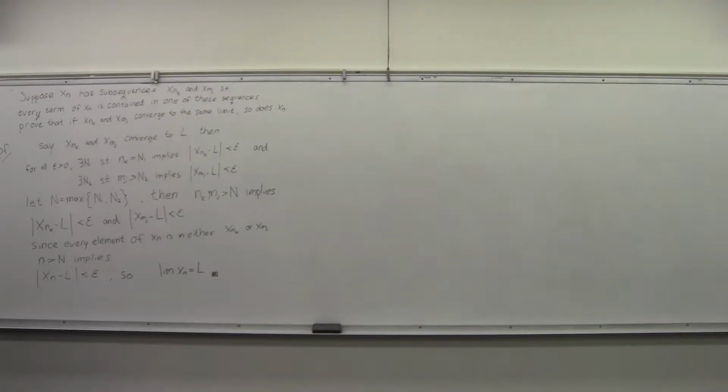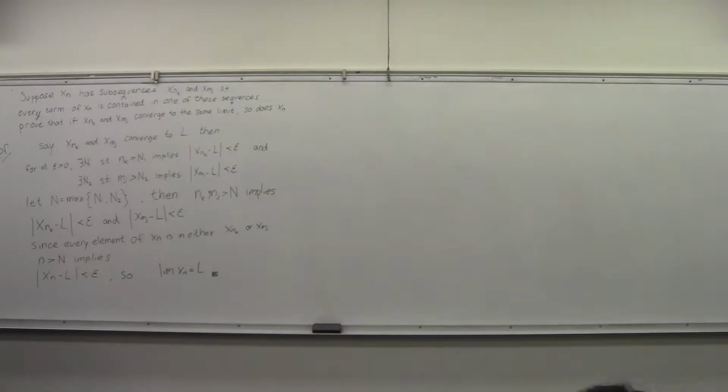Okay, yeah, okay. Could there be one more step between, since every element of x of n is either in x of n sub j or x of n sub k, then n greater than n implies x of n minus L is less than epsilon? Could there be like another step between there, or is that like a direct result? What would be your next? What would you add in? I don't know. I mean, it makes sense, but then maybe something that would make it more clear.